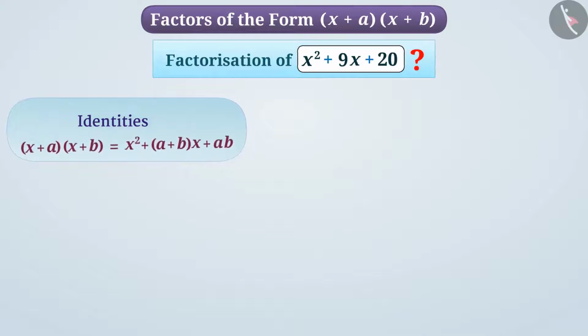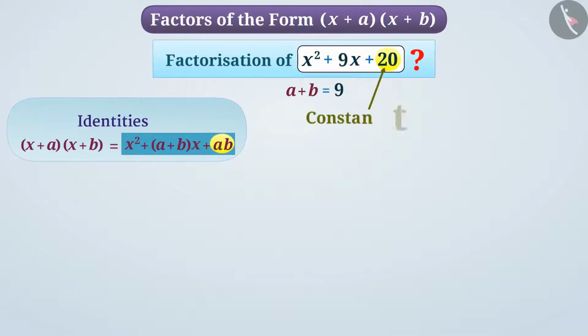According to this identity, if we compare this expression with the right side of the identity, then we see that the coefficient of x square is 1, just like the right side of the identity. In the same way, the coefficients of the second term in both expressions give a plus b is equal to 9, and the coefficients of the third term, that is the constant term in both expressions, give ab is equal to 20.